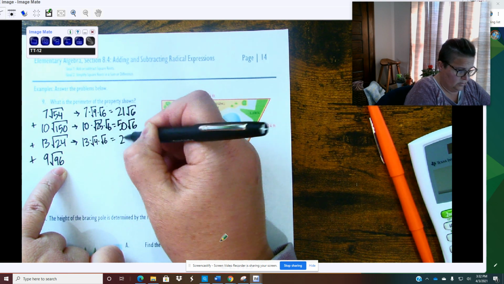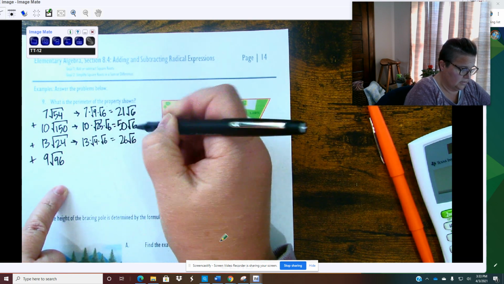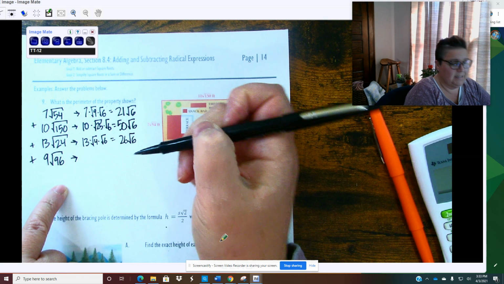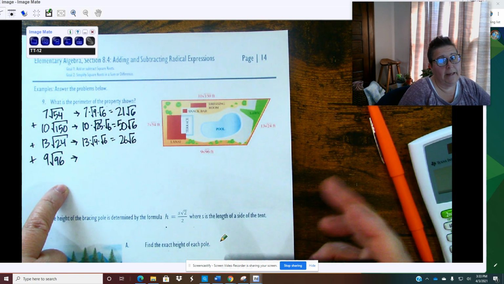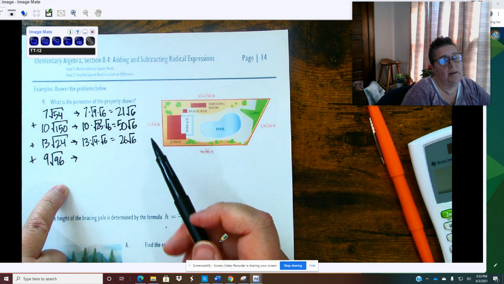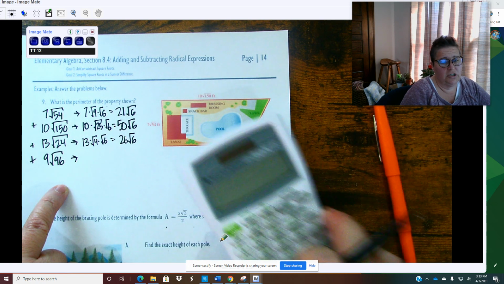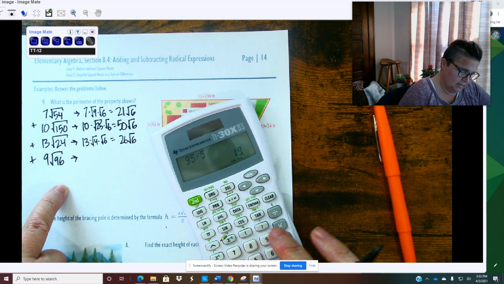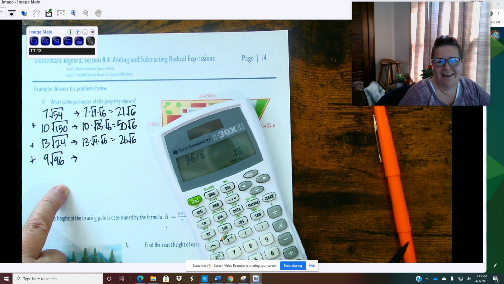So that's going to be 26 square root 6. Square root of 4 is 2 times 13 is 26. Then 96. Listen, the only way I can add it is if I end up with the square root of 6. And so while I'm not sure, I'm going to see if 96 is divisible by 6.